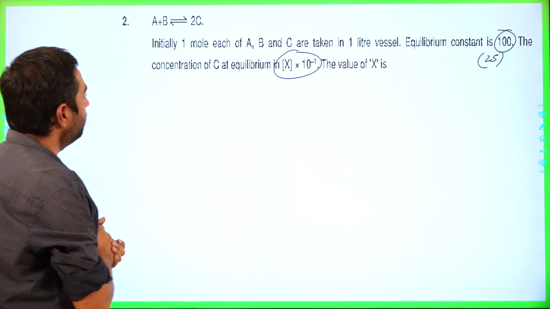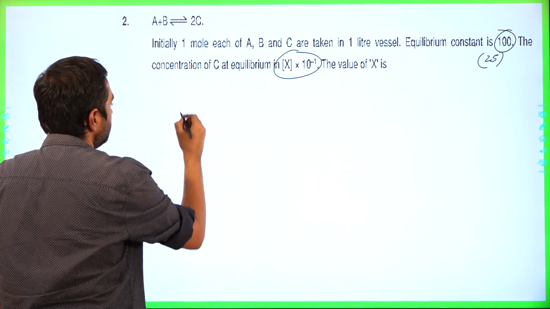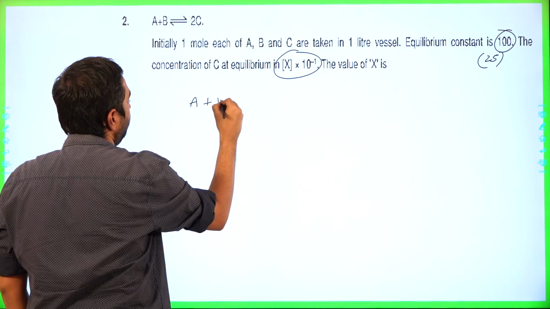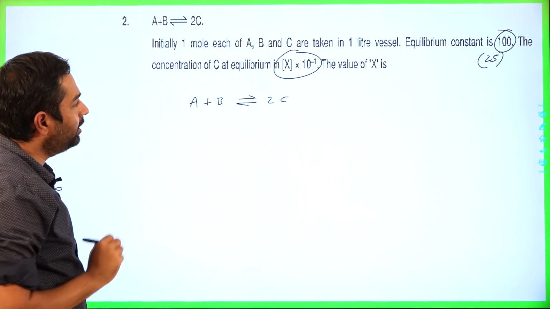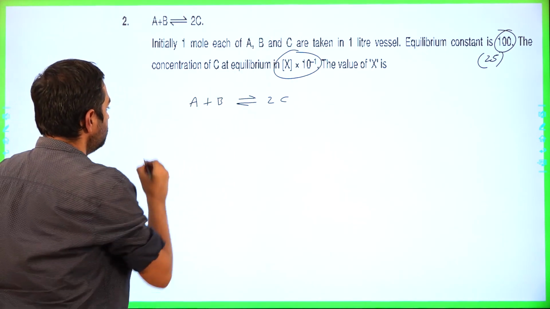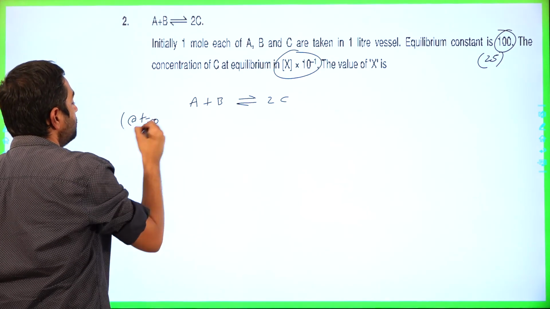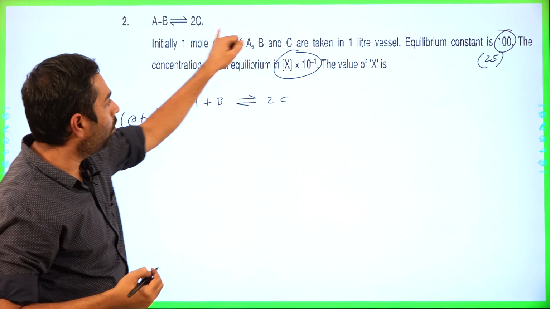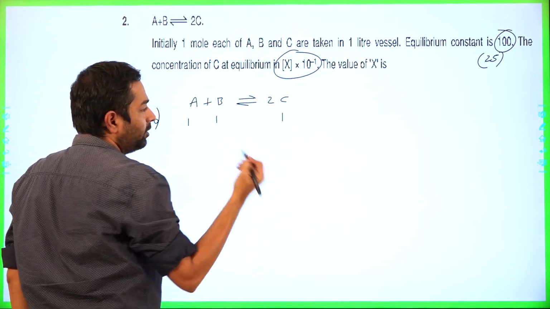A plus B is going to be in equilibrium with 2C. Initially 1 mole each of A, B and C are taken in a 1 liter vessel. So we have A plus B in equilibrium with 2C, with initially 1 mole each in a 1 liter vessel. Equilibrium constant is given as 100. So let's start off at time t equal to 0. At time t equal to 0, I have 1 mole each in a 1 liter vessel, so the concentration of each of these is going to be 1.